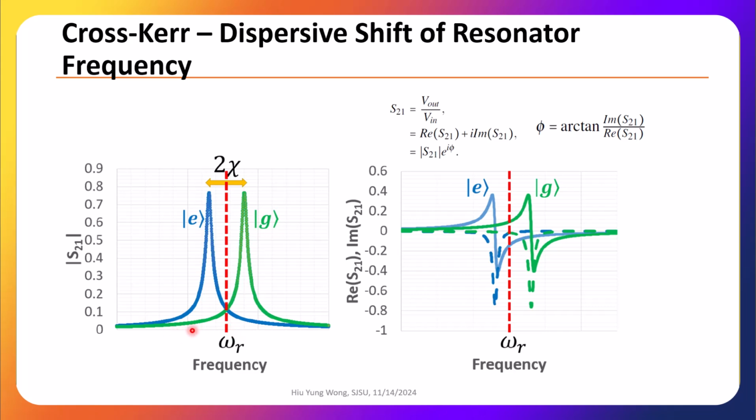For example, originally the resonator frequency might be at omega r. If my qubit is in the excited state, then this will be the S21. And if I'm in the ground state, this one will be the green one. By looking at the magnitude, we cannot distinguish them. But we can look at the phase. You will find that they have different phases, right? Here, I plot the imaginary part and the real part. For example, you see that they have the same imaginary part, but for the real part, one is positive and one is negative. And that is the so-called dispersive shift of the resonator frequency.